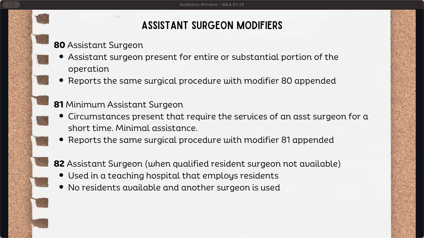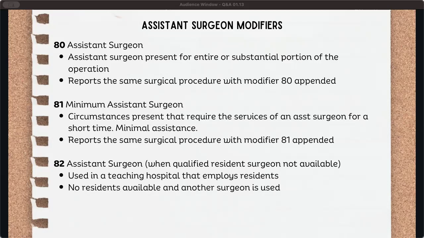Your modifier 81 is used for a minimum assistant surgeon. So there may be instances when a primary surgeon has to plan a surgery alone. However, during the operation, there are circumstances that arise that do require the services of an assistant surgeon, but it's only for a short amount of time. So in this case, again, your second surgeon is going to report the same surgical procedure as the primary surgeon, and then they will append a modifier 51.